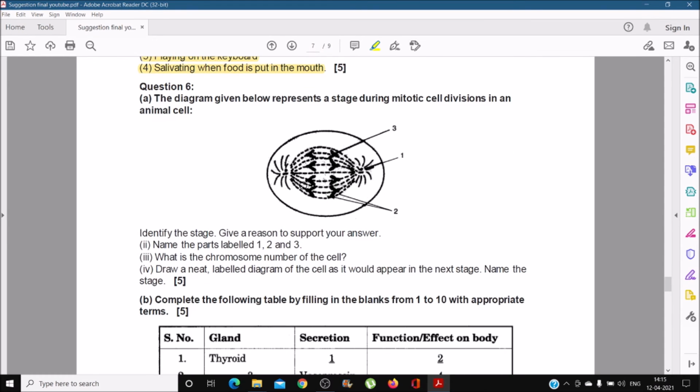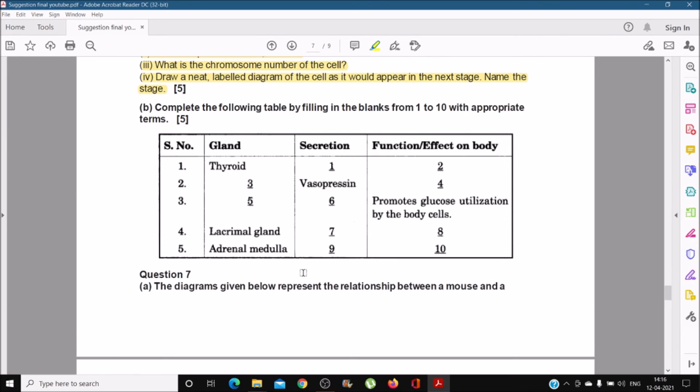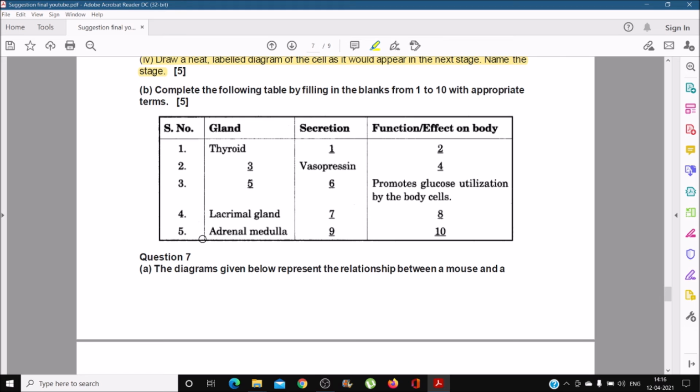Question number 6. Again the diagram given below. Identify the stage, give reason to support your answer. Name the parts labeled 1, 2 and 3. What is the chromosome number of the cell? Draw a neat diagram as it would appear in the next stage. Name the stage. Next. Complete the following table by filling the blanks from 1 to 10 with appropriate terms. This is the table.